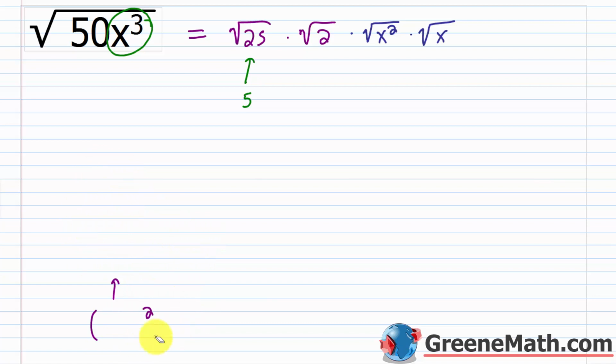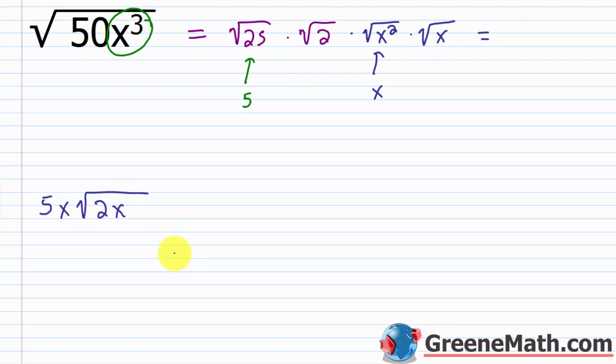And again, we already know that this part right here can just be written as x. So we're just going to say that the square root of 25 is 5, the square root of x squared is x, and then times what's left over. The square root of 2 times the square root of x is written as the square root of 2x. So we end up with 5x times the square root of 2x.